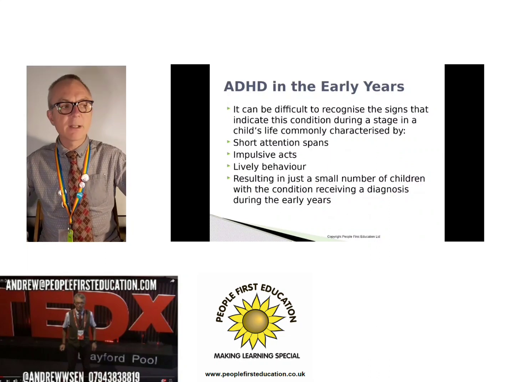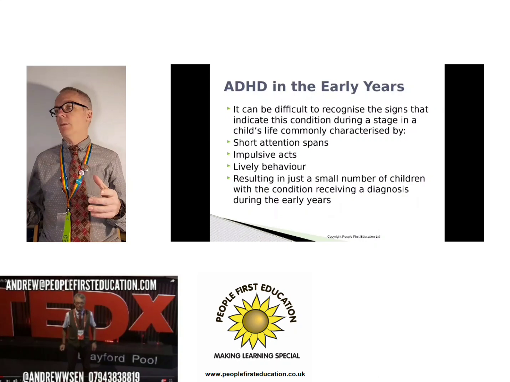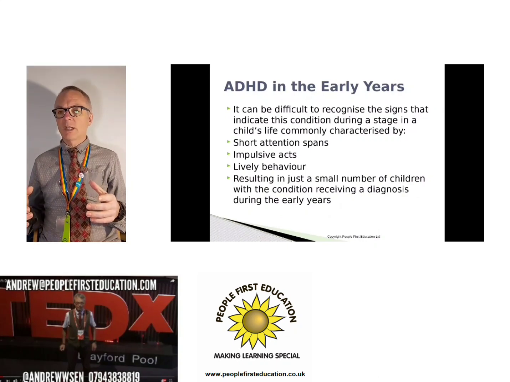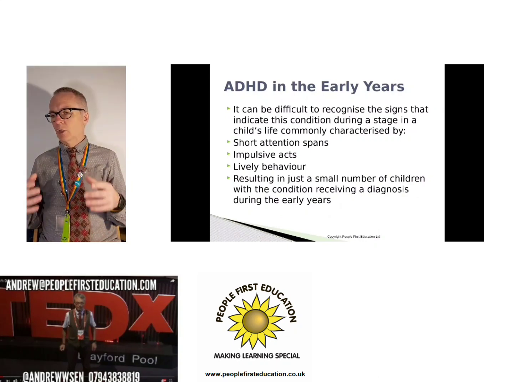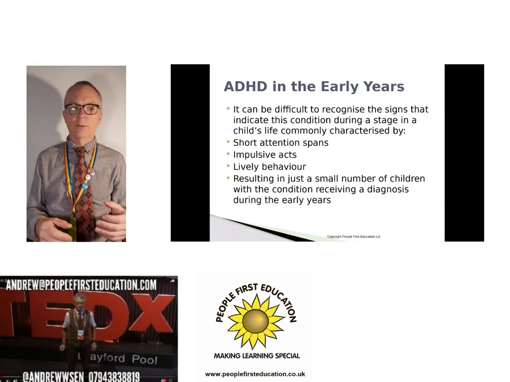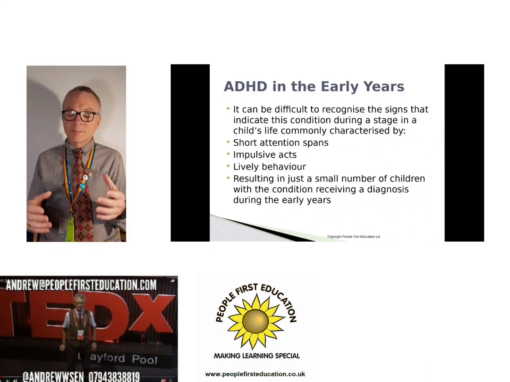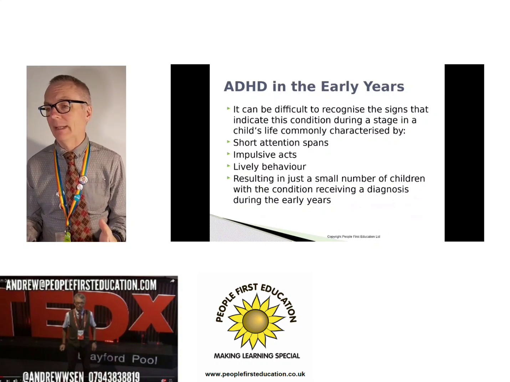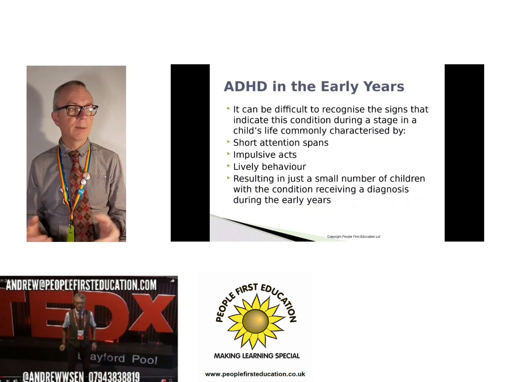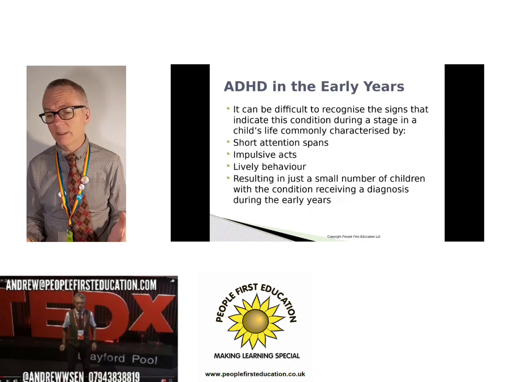It can be difficult to recognise the signs that indicate this condition at this stage in the early years. I've often said this: young children are designed for bouncing, jumping, climbing and falling. So if you take a child with a short attention span, impulsive actions, lively behaviour, obviously they're all like that at that age, or you hope they're all like that. We want them to be like that. And so getting a diagnosis for a child with ADHD can be very, very difficult.